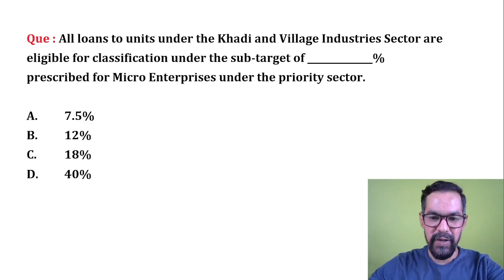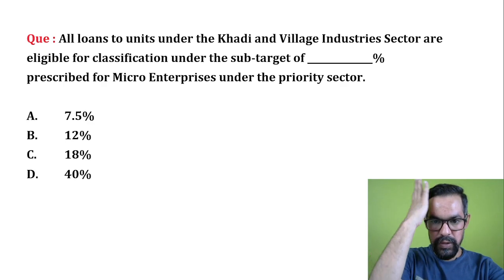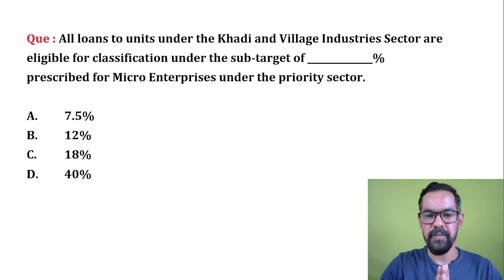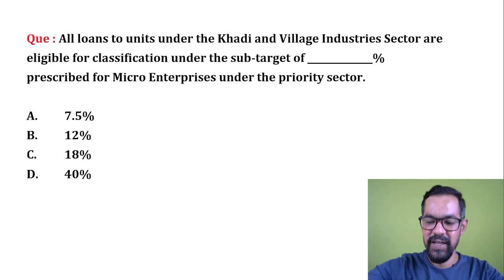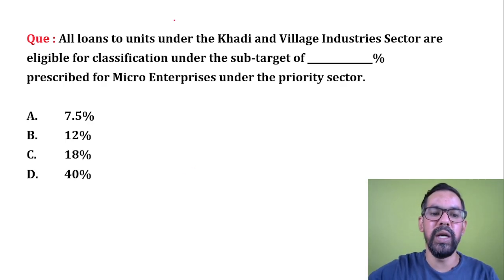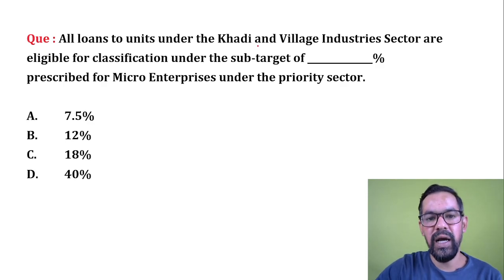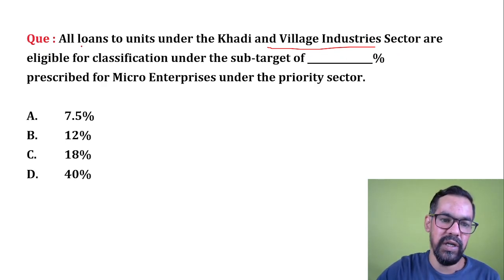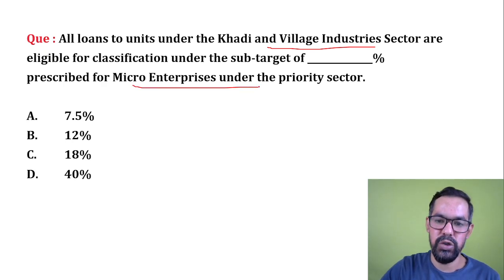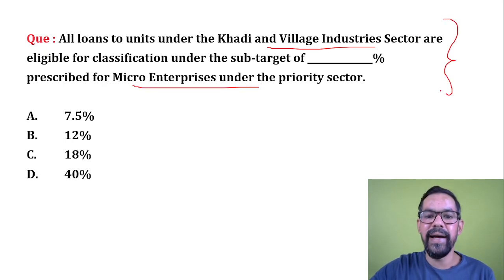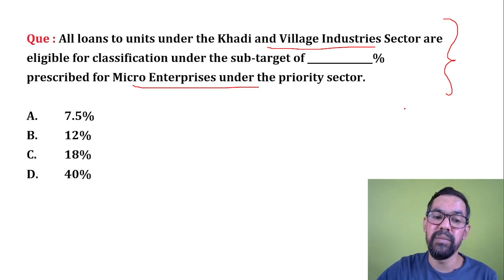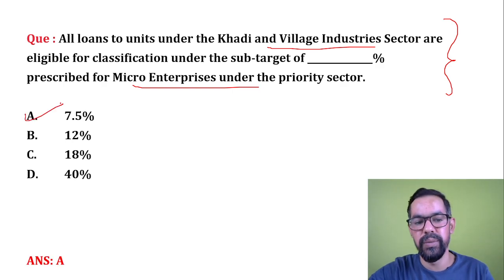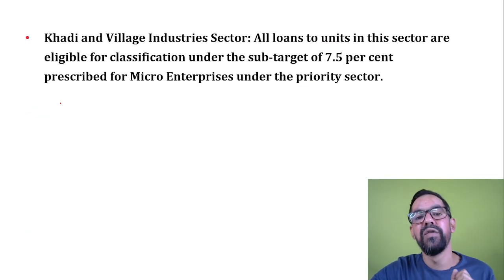So next question on your screen, guys. Please quickly go through the question and try to answer, because we already discussed this particular question. The question is: the loan to units under the Khadi and village industries sector are eligible for classification under the sub-target of dash percent prescribed under micro enterprises. Whenever we talk about this, Khadi and village industries is part of micro enterprises, and the limit for this category is 7.50%. So A will be the correct answer.